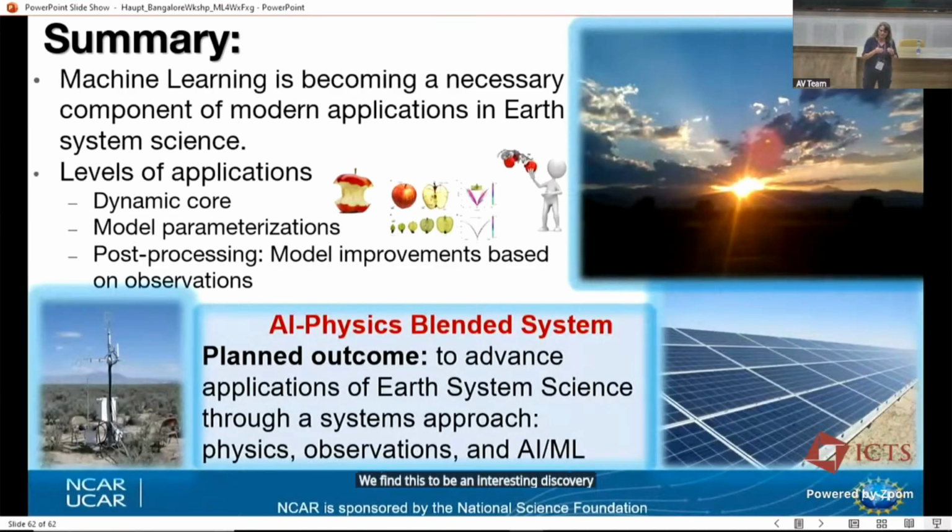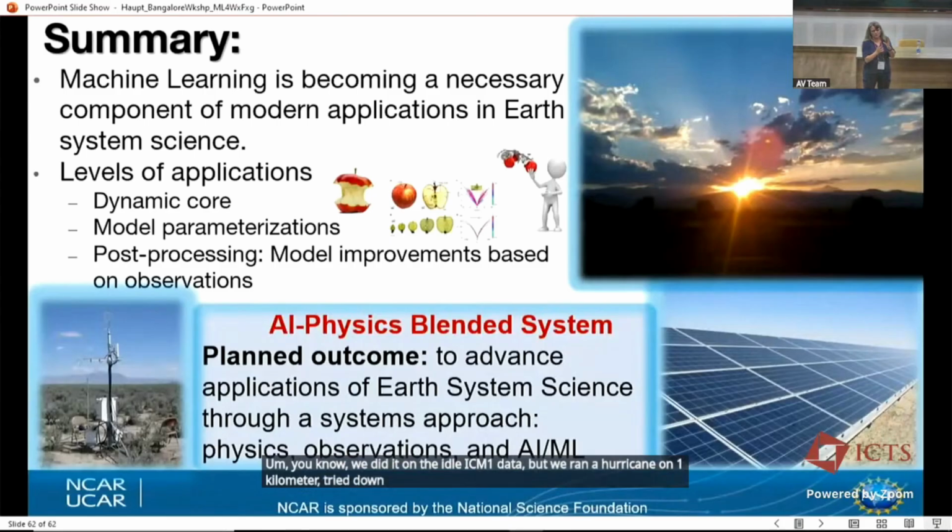How does that effective model resolution affect applying it to real models? We're in the midst of trying it for the hurricane problem. The goal is to run the hurricane at 1 kilometer. We did it on the IITM data, ran a hurricane at 1 kilometer, tried downscaling, and it wasn't that great, but now we're running it down to 250 meters. Will that be better? What is the effect of this effective resolution? That's something we can learn about our own models just because we're trying to do this with machine learning.